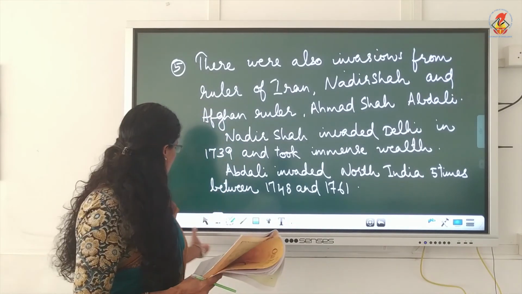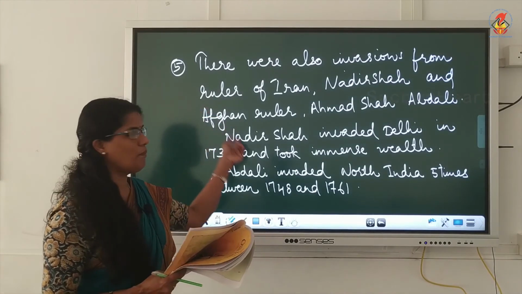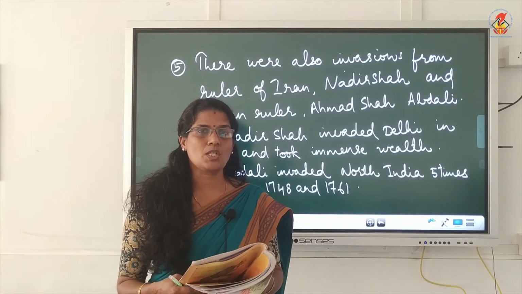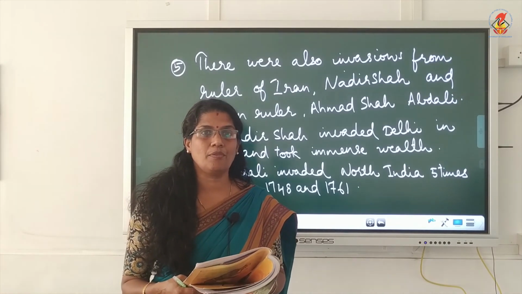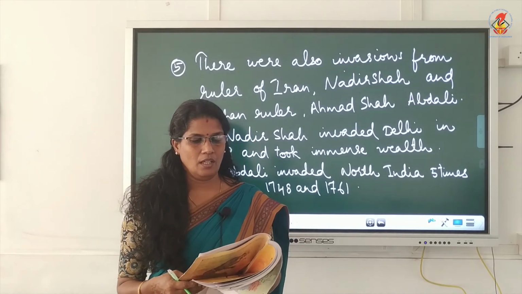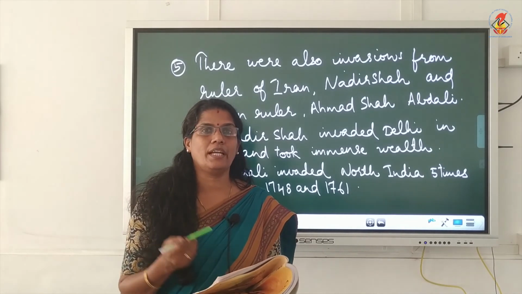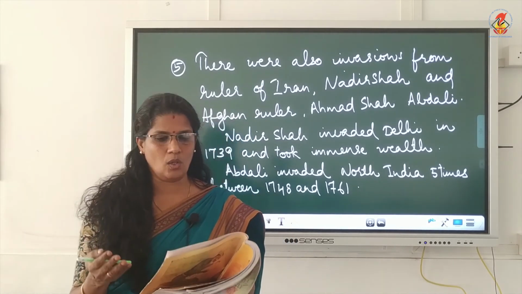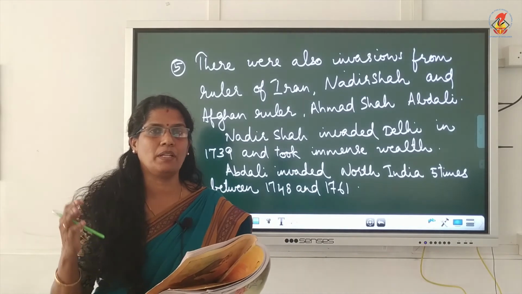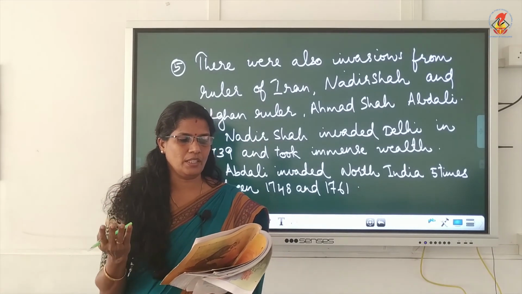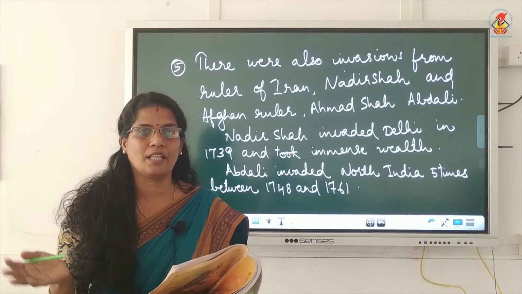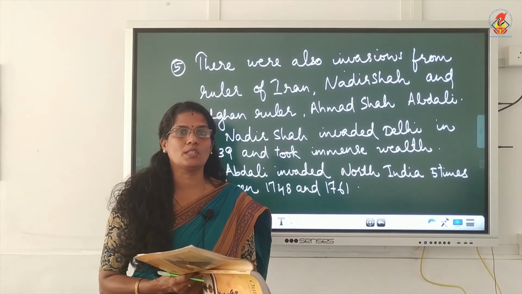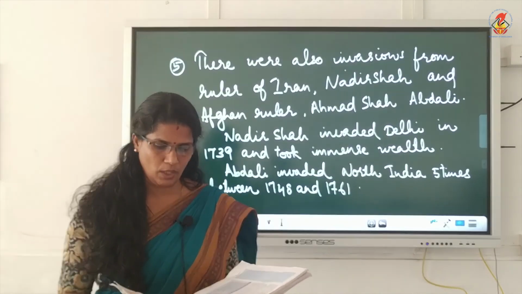Underline that point, that we can combine and write down as one point. Another was the Afghan ruler Ahmad Shah Abdali. He invaded North India five times in a span of 13 years, from 1748 to 1761. Abdali invaded which area? North India, five times. That means a lot of wealth was taken away from the Mughal emperor's region. So these were the main causes of the decline of the Mughal empire.